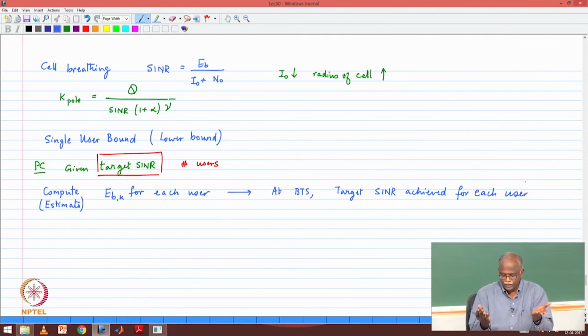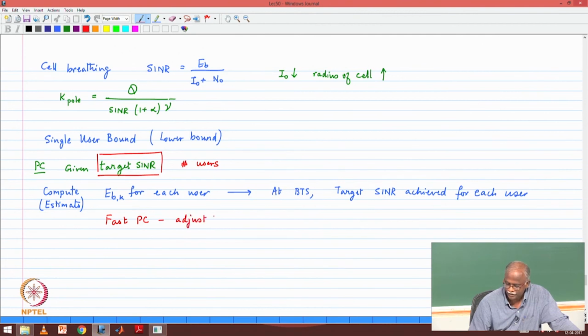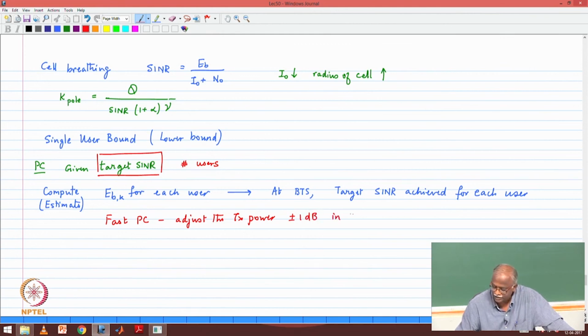So, it is one of those things where if you find that one of the users is not achieving the target SINR, you increase. The method that is used for adjusting E_B, the transmit power, is a technique called fast power control, which says adjust the transmit power, or the energy of the transmitted signal, in steps of plus or minus 1 dB until you achieve the target SINR. So, that is ideal power control.